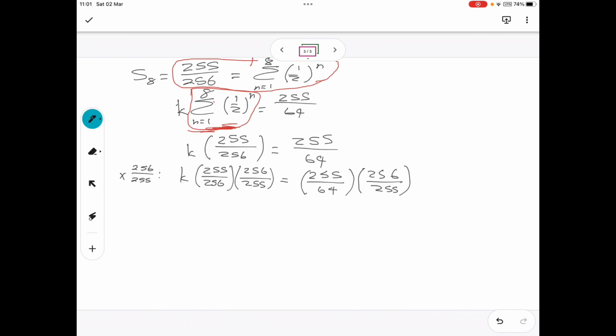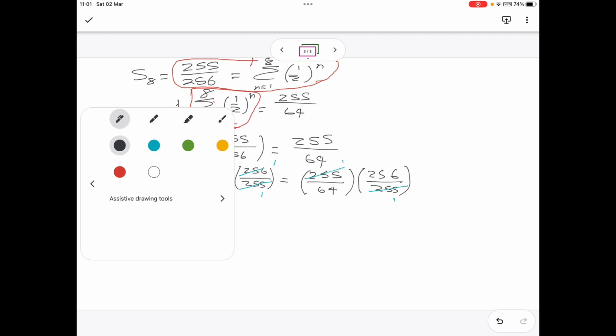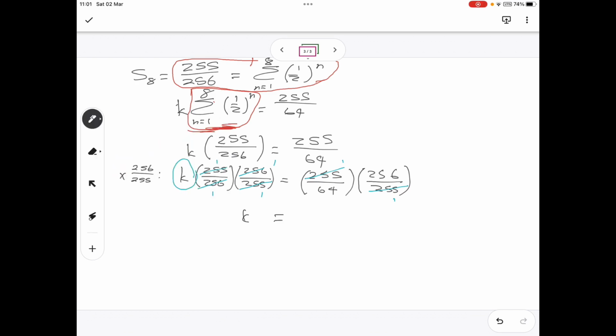Okay, awesome. And then the math that happens there is that this is a multiplicative inverse. So these divide out to give us 1, and these divide out to give us 1. So you're just left with k on this side, and this divides out with that one to give us 1, and we are just left with 256 over 64, and when you punch that in your calculator, I think the answer is 4. And that's the final answer for k.